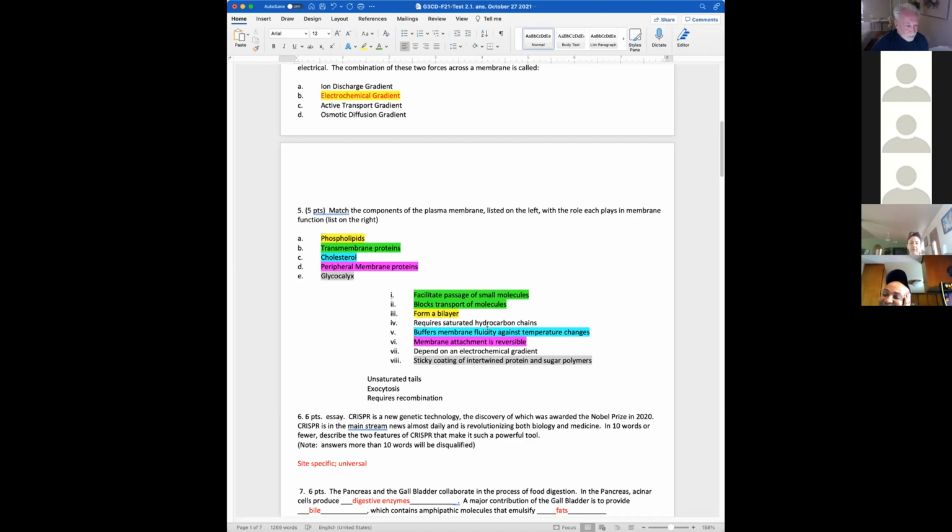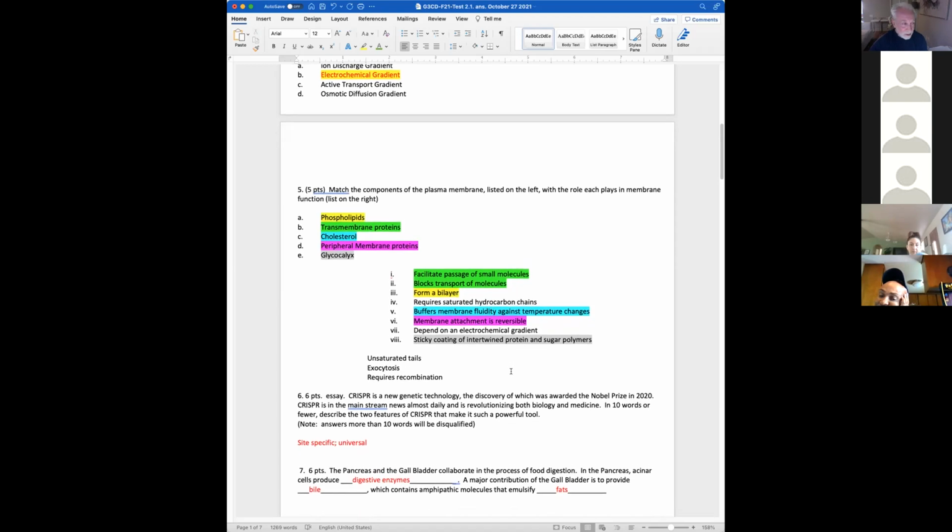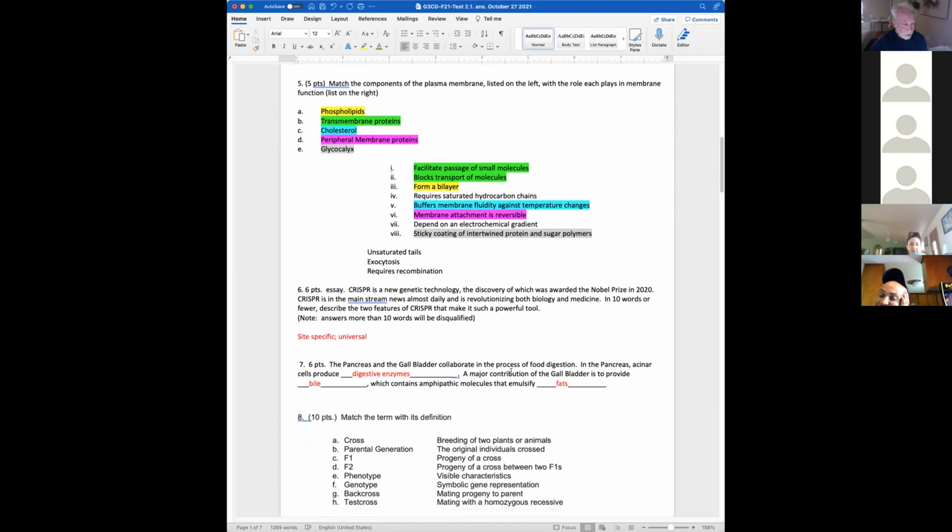Cholesterol is a buffer. Peripheral membrane proteins are attached reversibly. And the glycocalyx is a sticky coating on the surface. So those are the answers to the matching question.